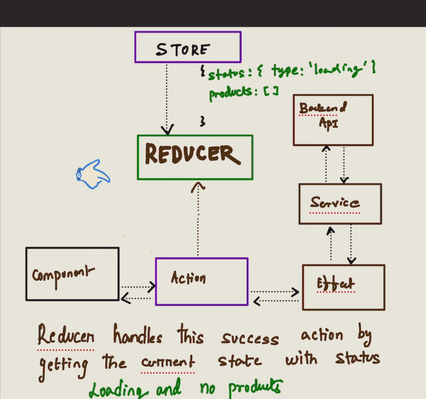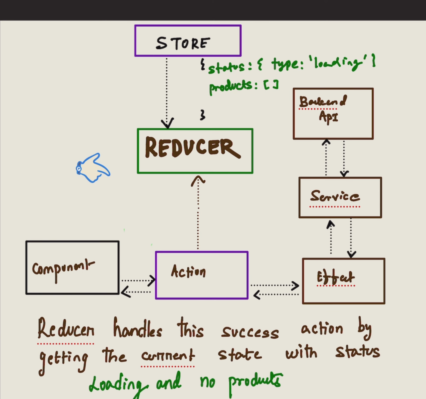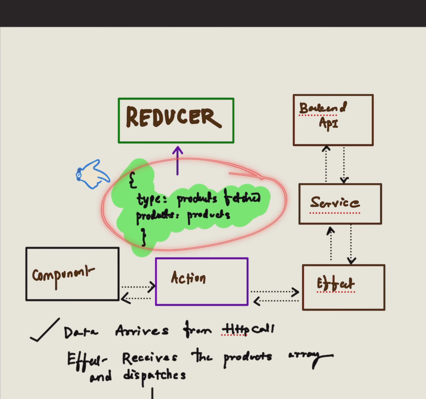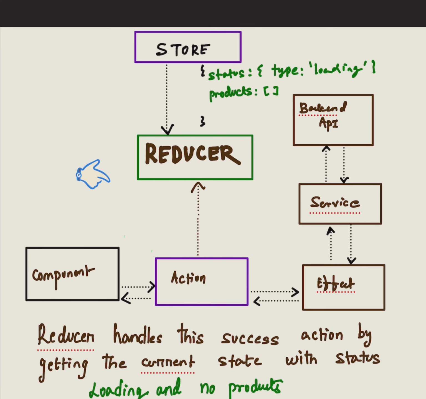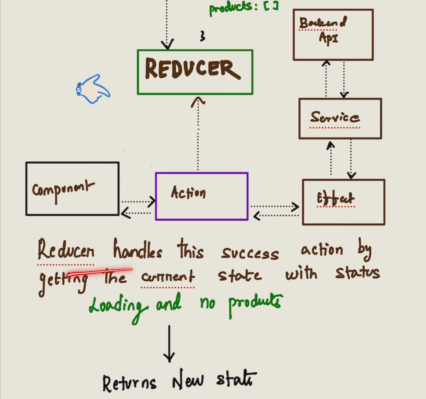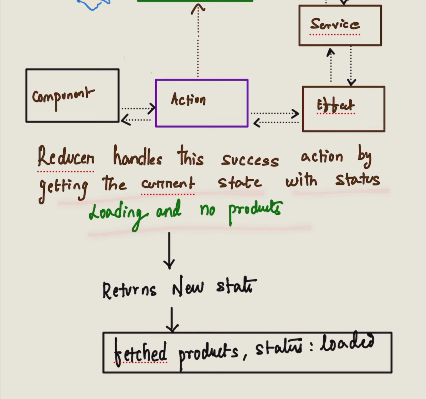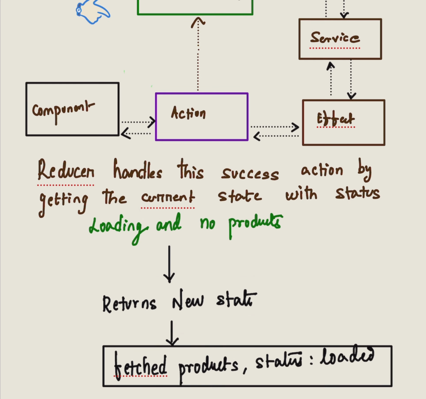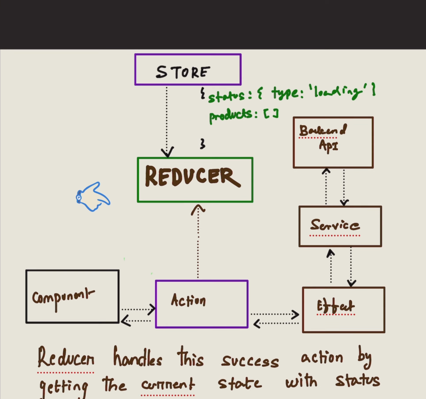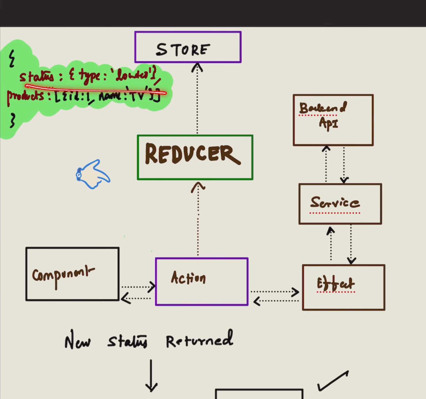Okay. Now the reducer will check the current status, that is loading, and take this action, and it will give me an altogether brand new state. Right? So the reducer handles this action by getting the current state with status loading and no products, and returns a new state, fetched products, status as loaded. So if you see, status has been loaded now, so we have got the products, that is some ID and the name is TV. Okay.